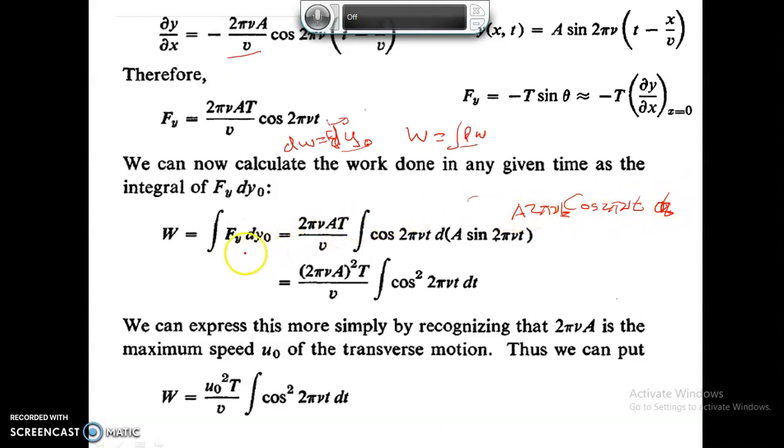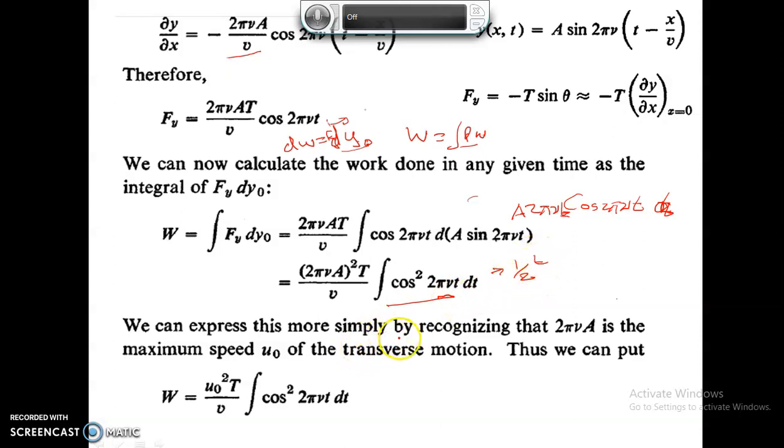So we substitute it here. Fy has a constant part 2πνaT by v, and from this I have 2πνa coming out. So overall, make it 2πνa whole square T divided by v integral cos 2πνt into sin 2πνt, which has a derivative again cos 2πνt dt. So make it cos square 2πνt dt. This we have integrated several times. This will contribute only 1 by 2 integral dt, making it t.